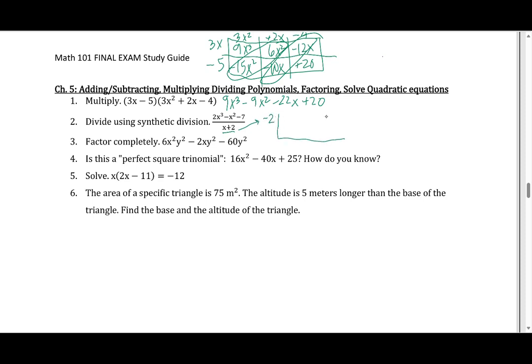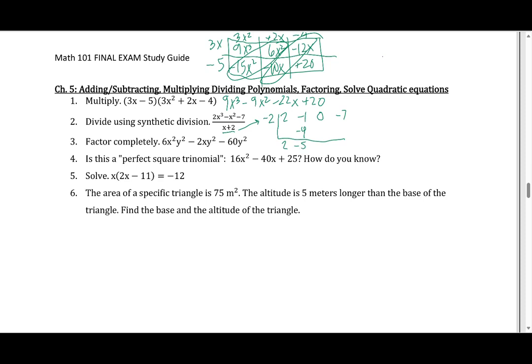And inside we're going to put our coefficients. So I have 2, negative 1 in front of x squared. I don't have an x term, so I'm just going to leave a 0 placeholder there, and a negative 7. Let's go ahead and bring down the first term. That's 2. And multiply 2 times negative 2 is negative 4. Adding those together, we get negative 5.